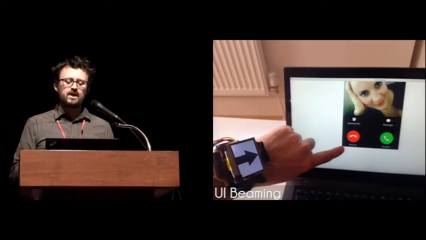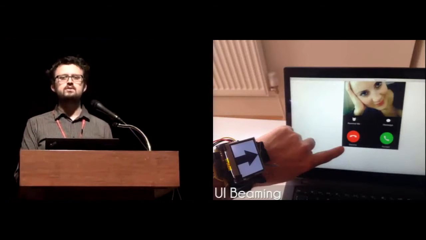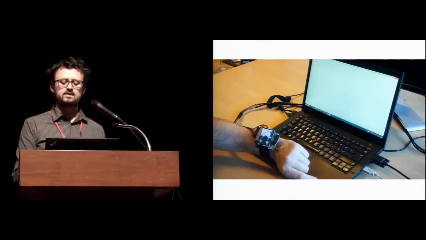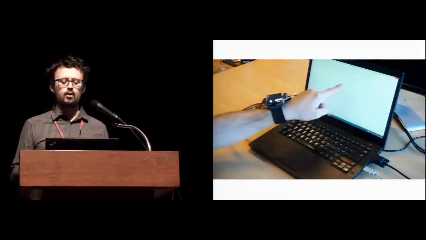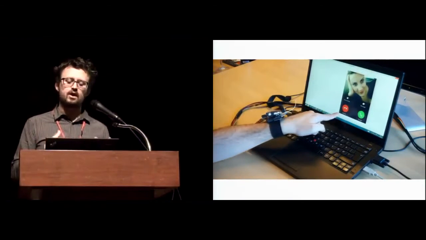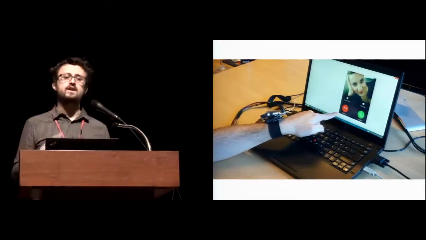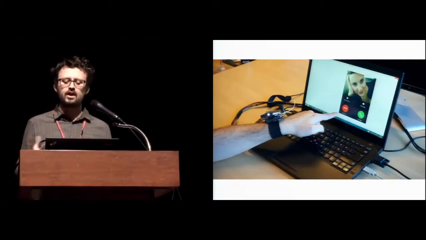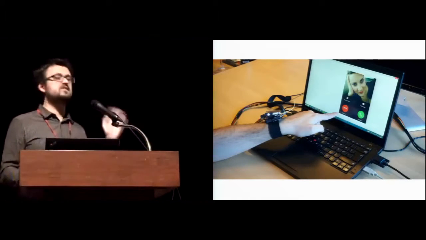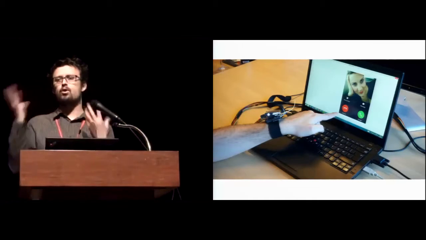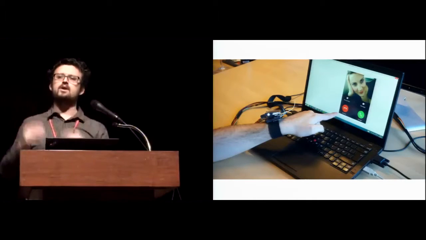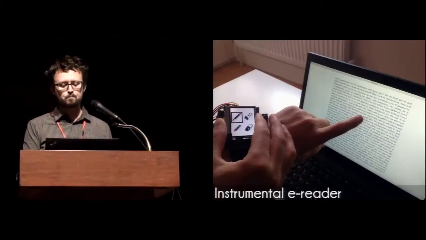So another type of application that we can support is the distribution of user interface widgets across devices. In this proof of concept, we show how we can send or beam a user interface from our watch to a nearby device to really start using that device's input and output modalities. For example, in this case of Skype, where we have a small screen, we can walk up to a larger screen and continue our Skype session there.